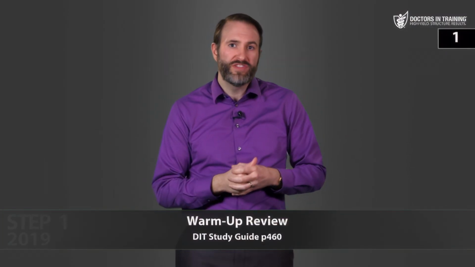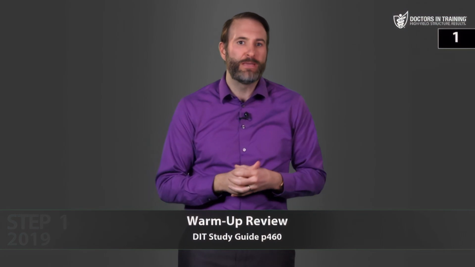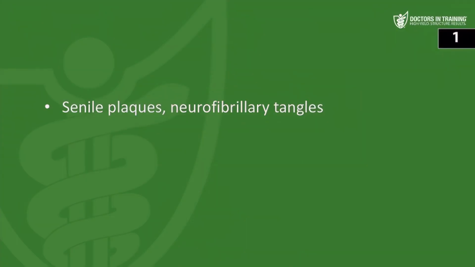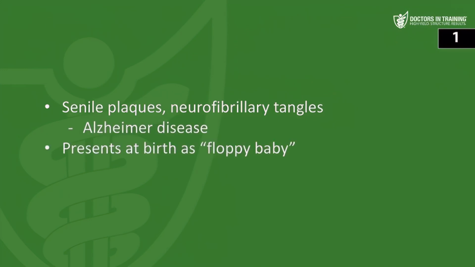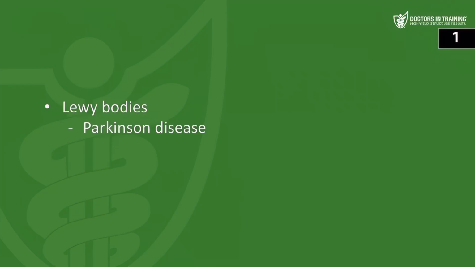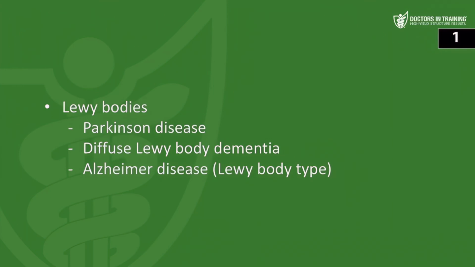It's time for another warm-up. Let's get going. First question here, which neurodegenerative disease is associated with each of the following statements? So first we have senile plaques, we have neurofibrillary tangles, that's going to be seen in Alzheimer's disease. Presents at birth as floppy baby, so this is Werdnig-Hoffmann disease. Lewy bodies, that's going to be seen in Parkinson's disease, diffuse Lewy body dementia, and the type of Alzheimer's disease that is subcategorized as Lewy body type. So it's neurofibrillary tangles and plaques and the Lewy bodies all at once.